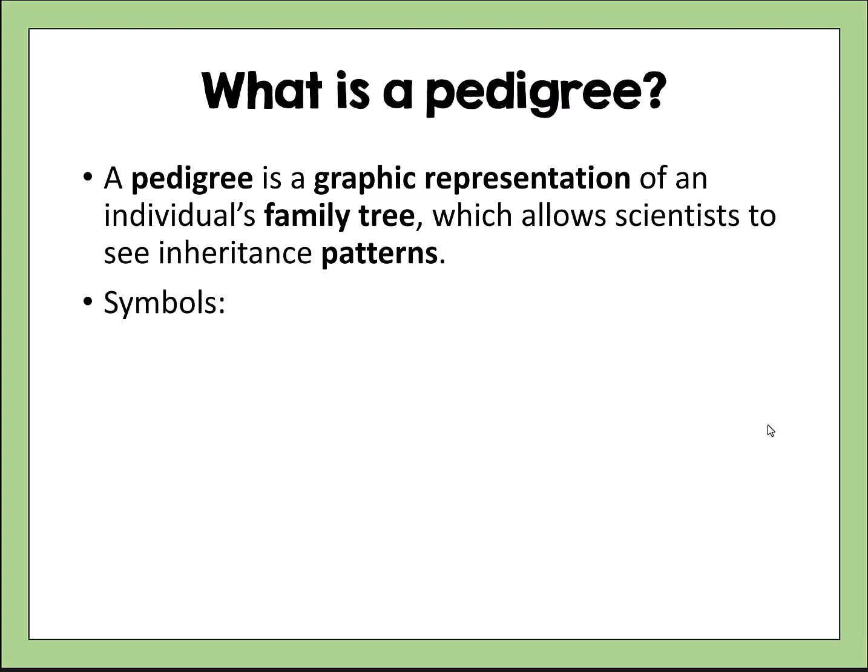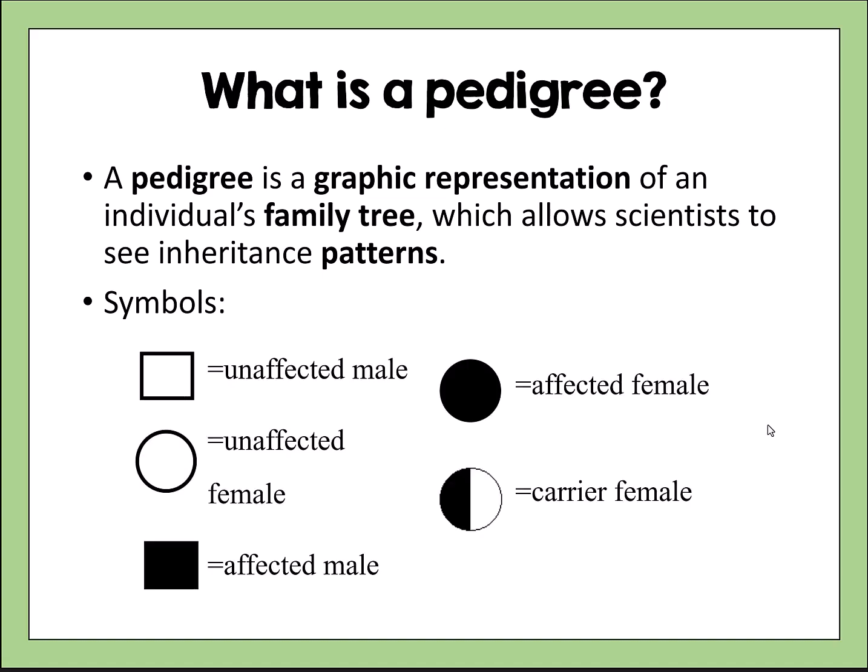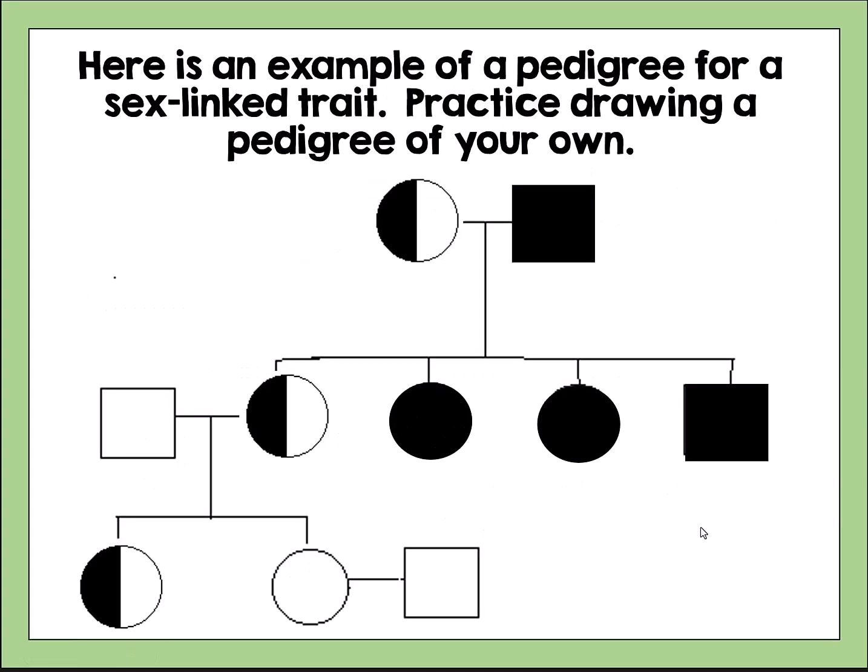And there are specific symbols that we use to discuss a model of a pedigree. We use a blank or empty square for unaffected males, a blank or empty circle for unaffected females, a filled-in square for an affected male, a filled-in circle for an affected female, and a half filled-in circle for a carrier female. So here's an example of a pedigree for a sex-linked trait. Practice drawing a pedigree of your own.